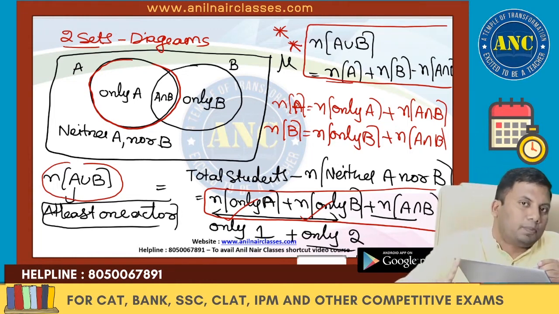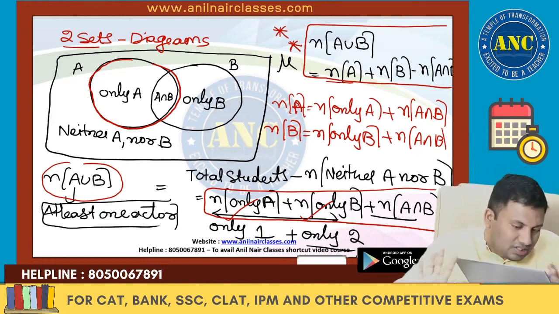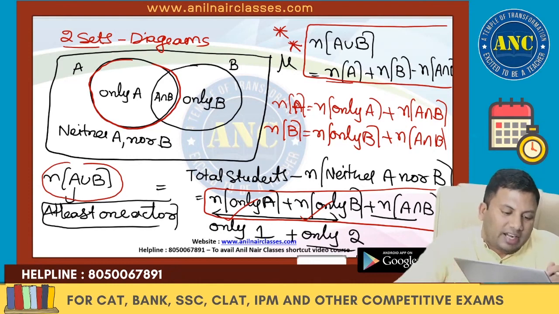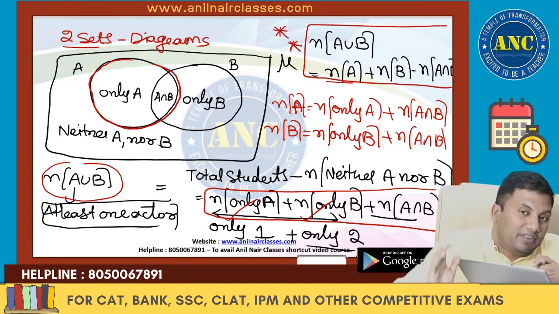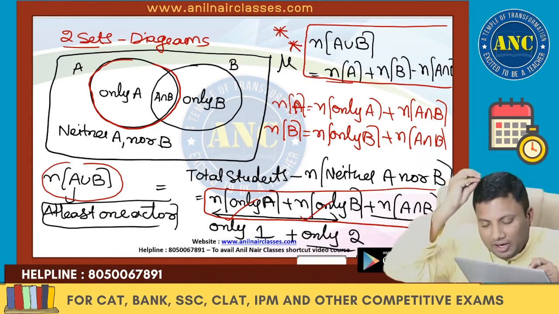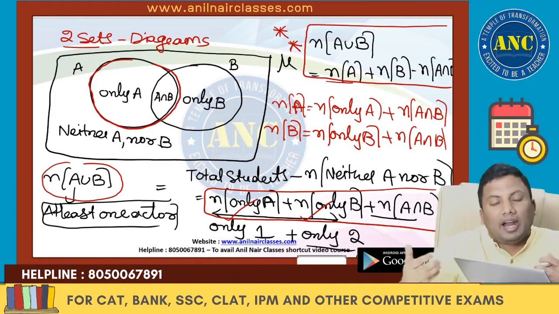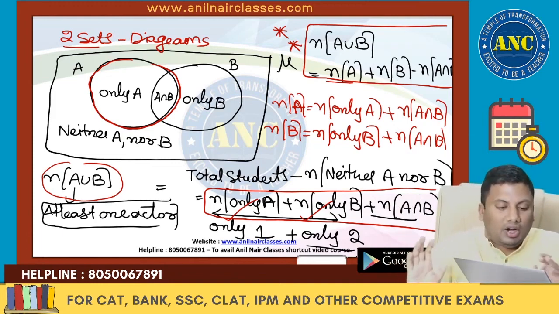First important point, two sets will have 4 regions. What are the 4 regions? We denoted them. What is the second key point? The difference between A and only A. Only A means I will not like anything other than that one. A means I may like something beyond that A also.